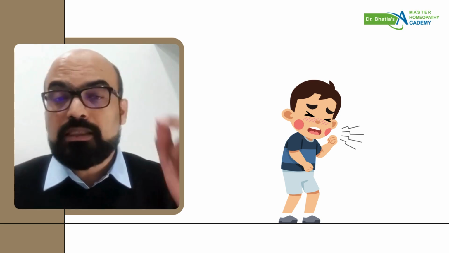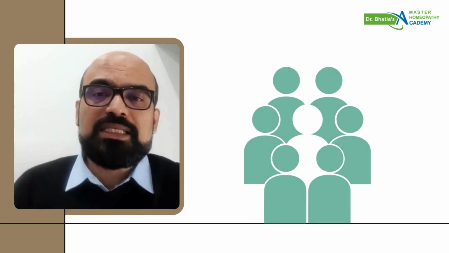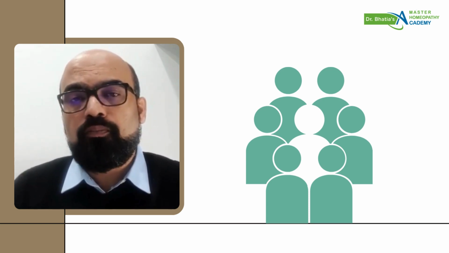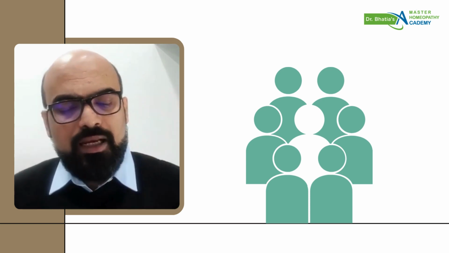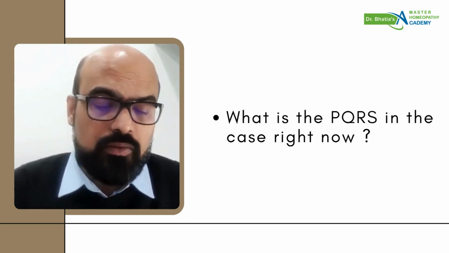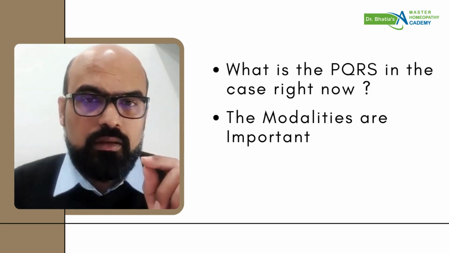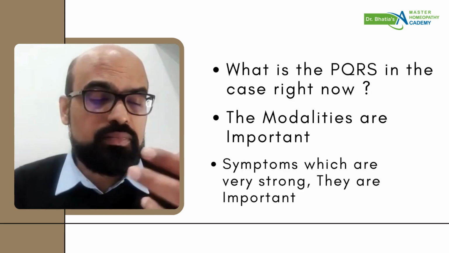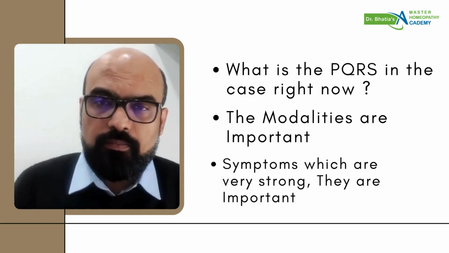Trying to understand why this particular child has fallen sick in the same atmosphere. So the telluric atmosphere is the same, but the other children have not fallen sick. That means there is some individuality in that child that predisposes that child to falling sick. So on one hand, we need to figure out what is the PQRS in the case right now. The modalities are important. The symptoms which are very strong, they are important.